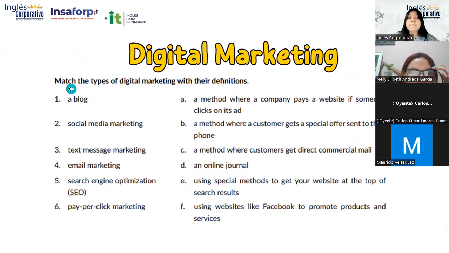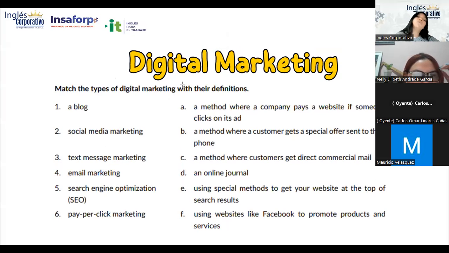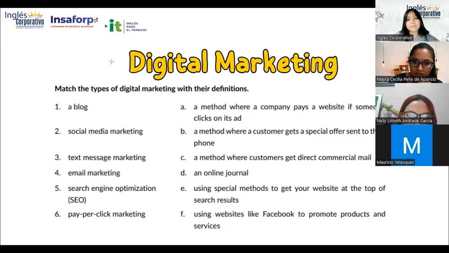Let's match the types of digital marketing with their definitions. Number one, what is a blog? Read the definition and tell me what is a blog from A to F. Letter F. Are you sure? Maybe letter D. What is letter D? An online journal. Yes. In this case, a blog is an online journal.